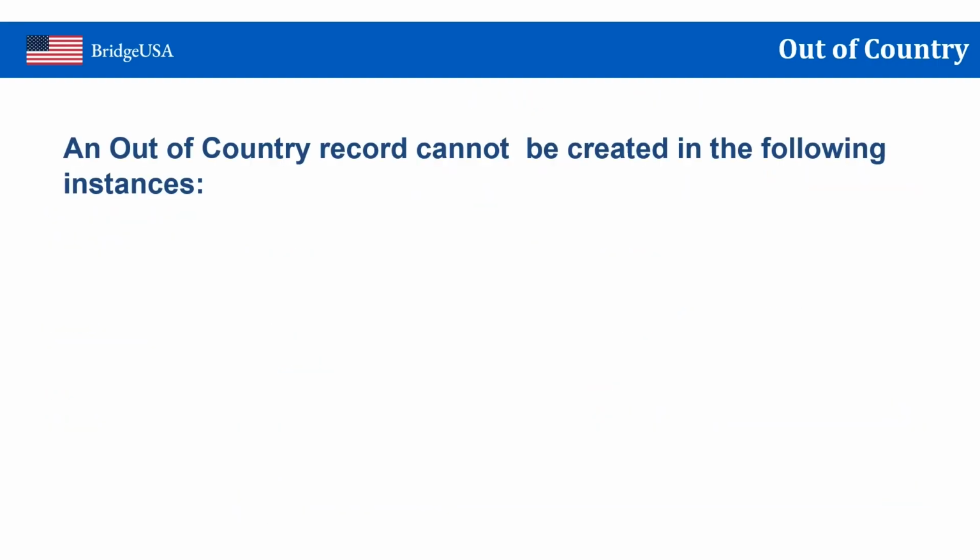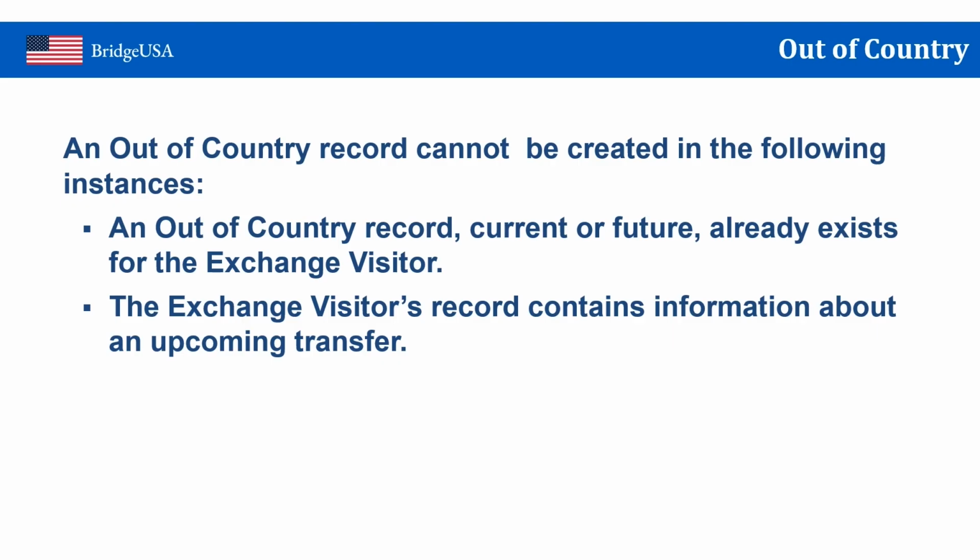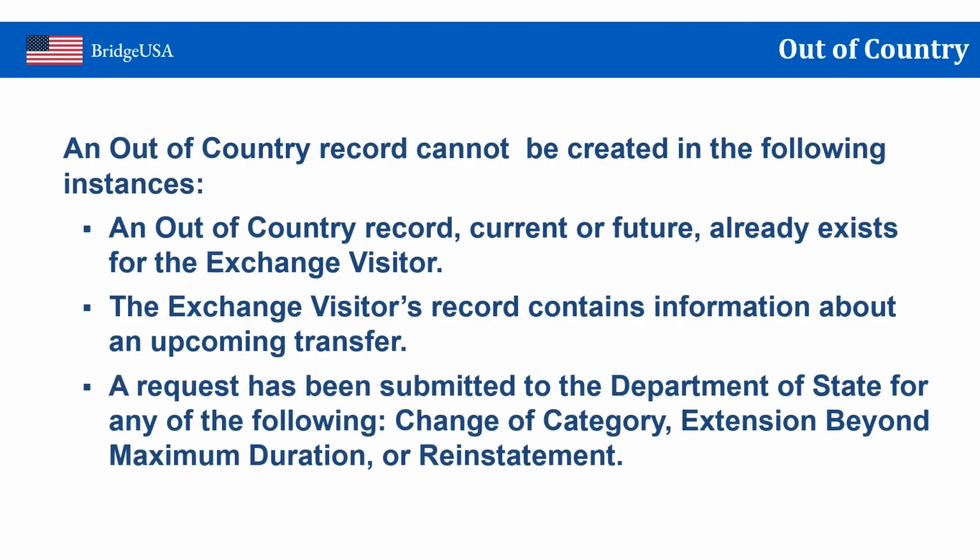SEVIS will not allow you to create an out-of-country record in the following circumstances. If an out-of-country record, current or future, already exists for the exchange visitor. If the exchange visitor's record contains information about an upcoming transfer, or if a request has been submitted to the Department of State for any of the following: change of category, extension beyond maximum duration of participation, or reinstatement.